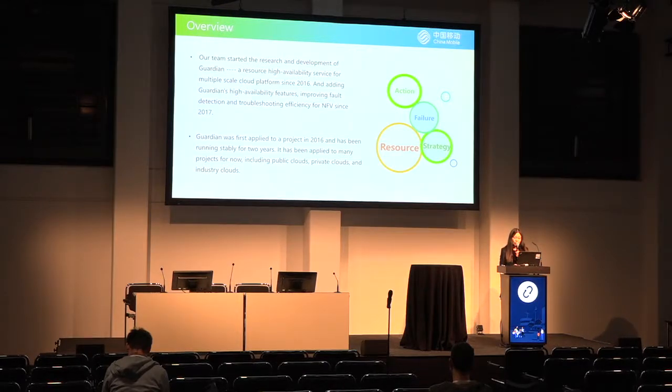Guardian was first applied to a private cloud project in 2016 and has been running stably for 2 years. And for now, Guardian has been applied to many projects, including public cloud, private cloud, and industry cloud. And recently, we are doing a full test for Guardian because we refactored the code and optimized the structure this year. And Guardian will soon be applied at a large scale in a public cloud in China Mobile, which has about 5,000 nodes.